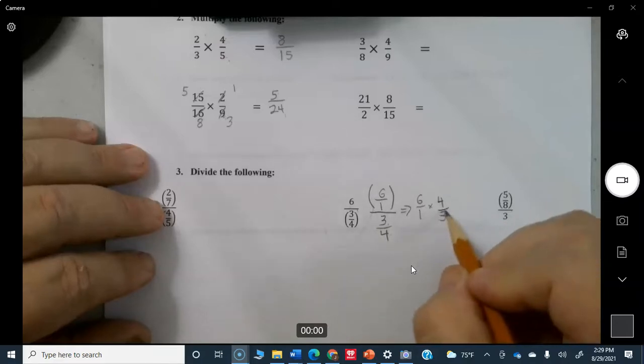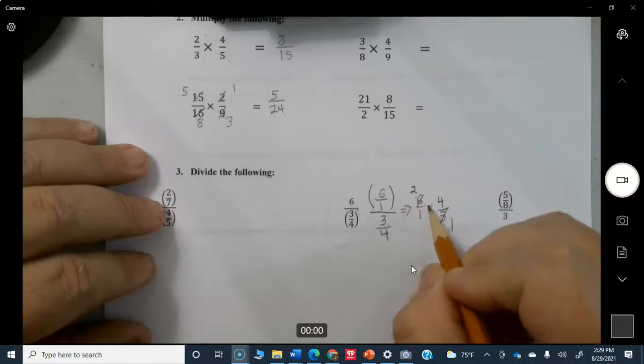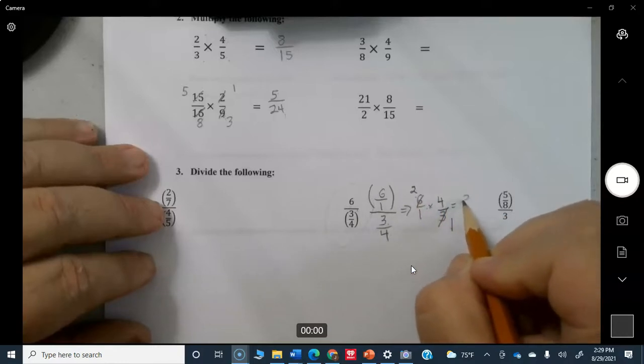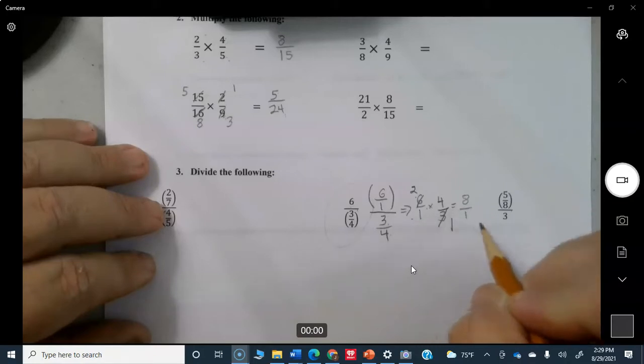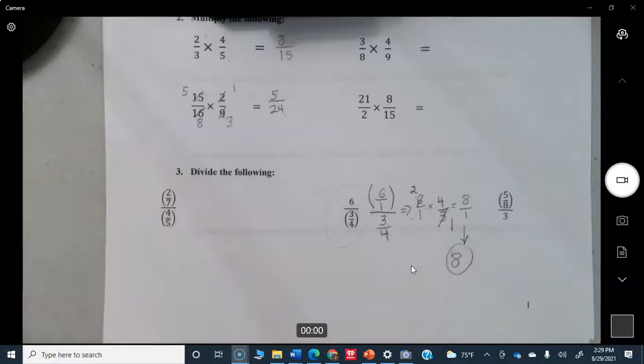Okay, now we can cancel. 3 goes into 3 one time, and it goes into 6 2 times. So we have 2 times 4 equals 8, and 1 times 1 equals 1. You can put 8 over 1 if you want, but it's really just 8. Okay? All right, so you do the other two there. Come to me if you have questions about how to do those.